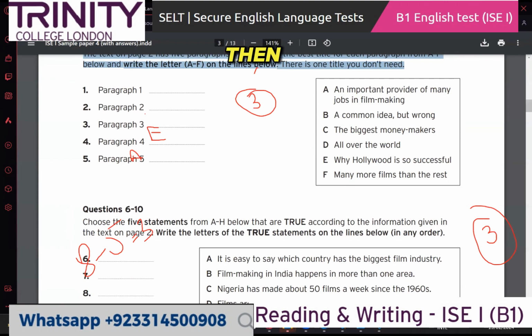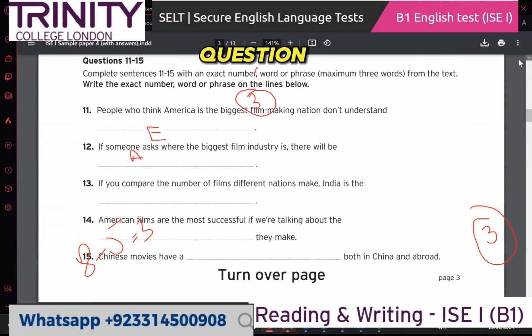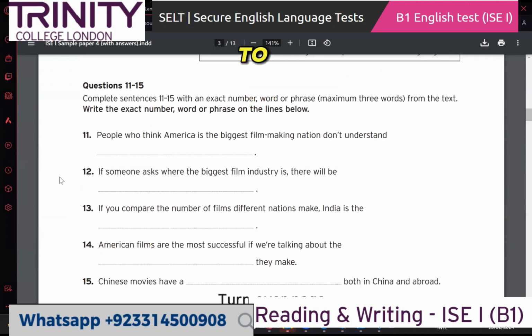And then comes the last part. Mohit, if you could read the question. Last one, 11 to 15. Complete sentences 11 to 15 with an exact number, word or phrase from the text. Write the exact number, word or phrase on the lines below. Maximum 3 words. Exact number, word or phrase.